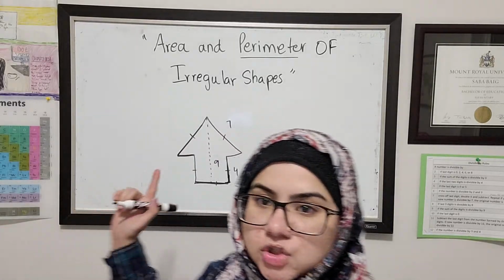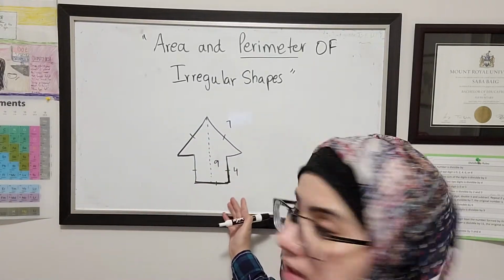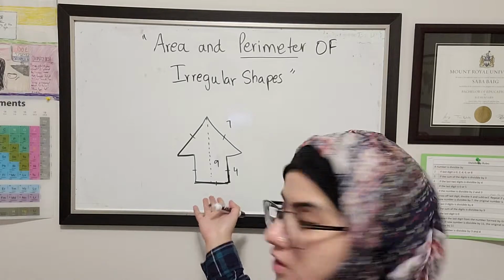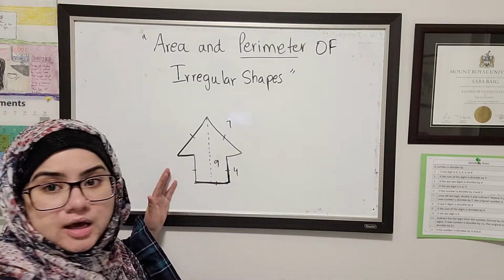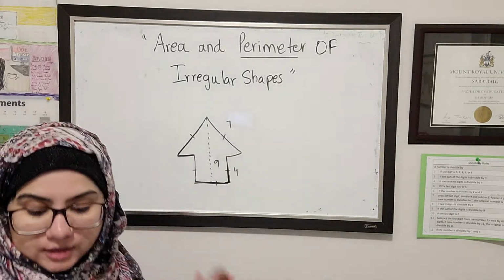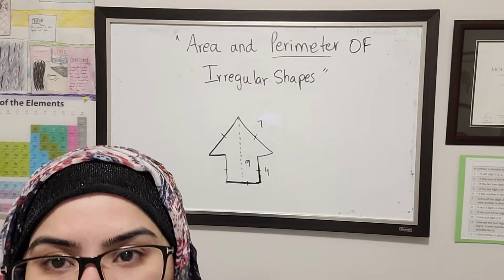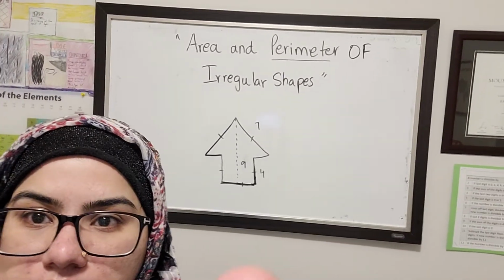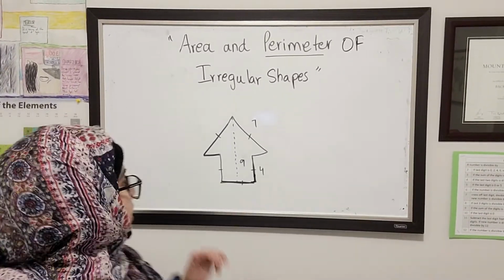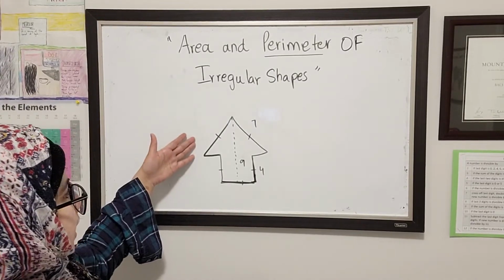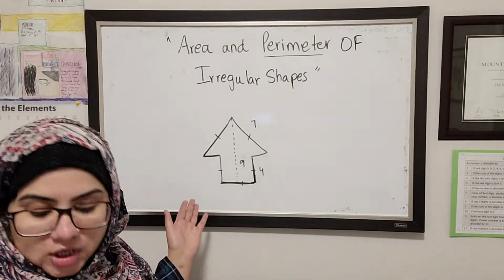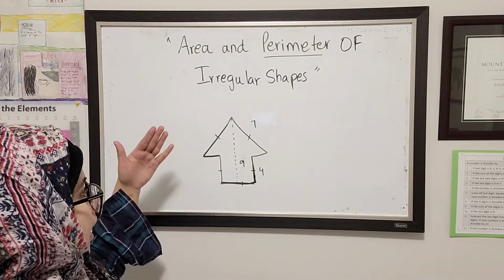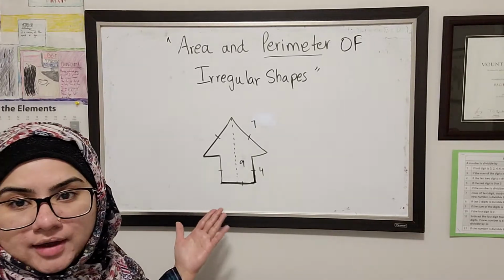Alright friends, so my next shape for the irregular shape is a kind of arrow. Although we know the name of this shape, we don't have any specific formula to find the area for this shape. So let me fix my camera. Alright, so here we are given some measurements, and if you look at this shape closely, what two well-known shapes can you identify in this arrow?